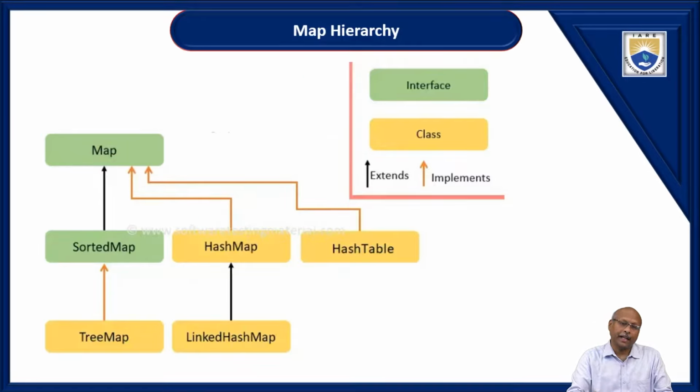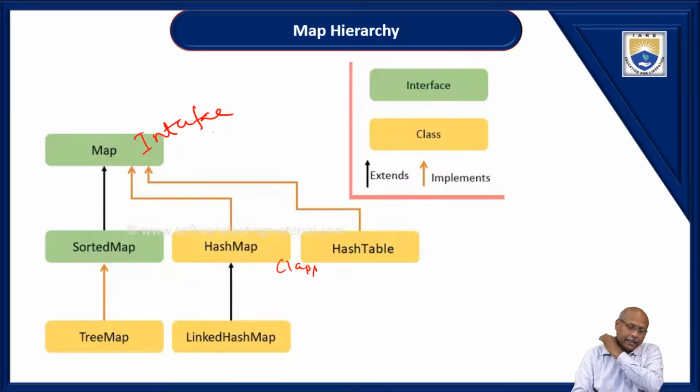And there is one more hierarchy called Map, because this Map is also part of your collection framework. Map, SortedMap, TreeMap, and classes like HashMap, LinkedHashMap. Here this is your class. This is your interface. The light green are interfaces, the light yellow are classes. These things we will discuss in the next session also. So now we will discuss what the different types of methods available under ArrayList are.